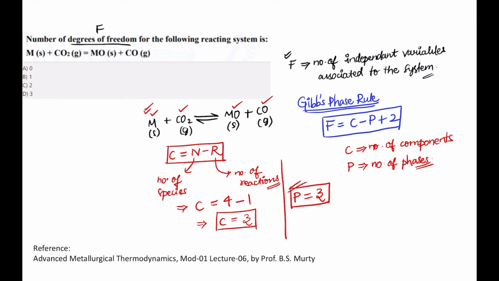I hope you are getting the point. So now applying all these and putting into my Gibbs phase rule, F would be how much? 3 minus 3 plus 2. Therefore, the number of degrees of freedom associated with this reacting system is 2.